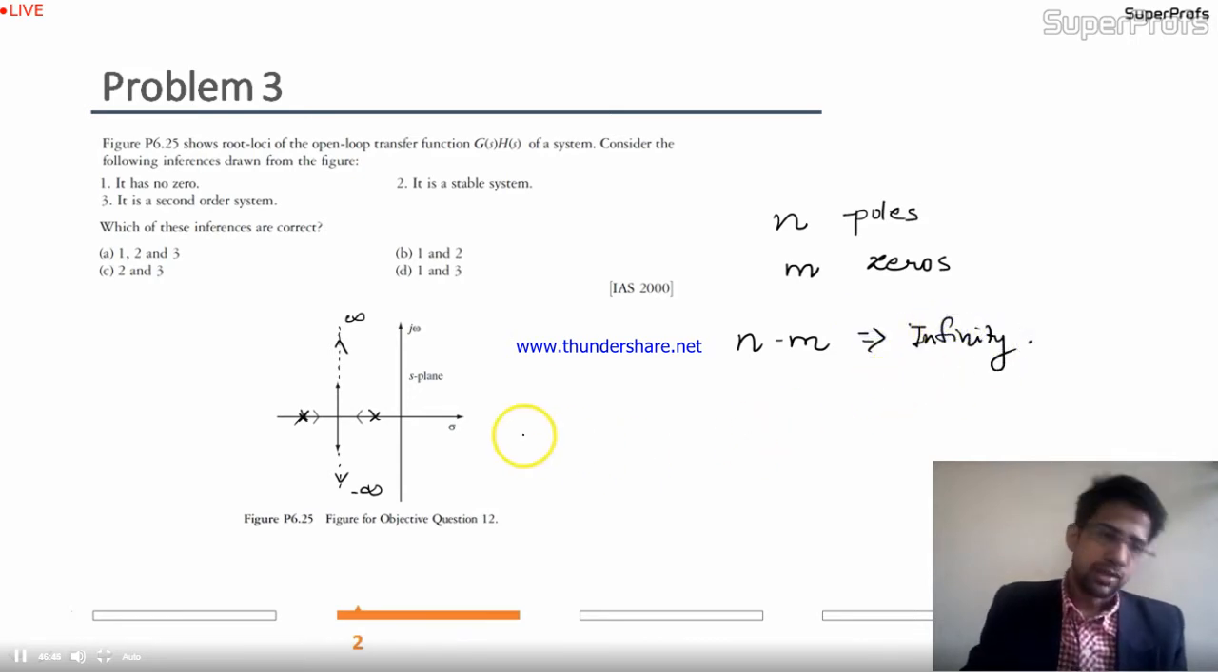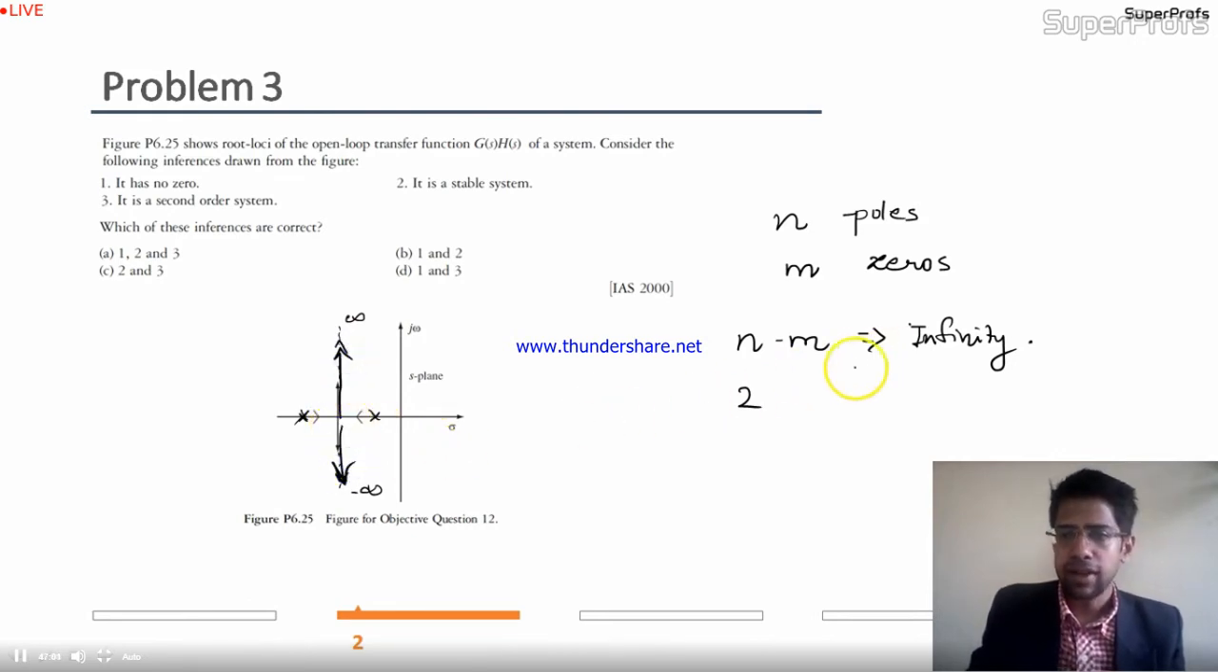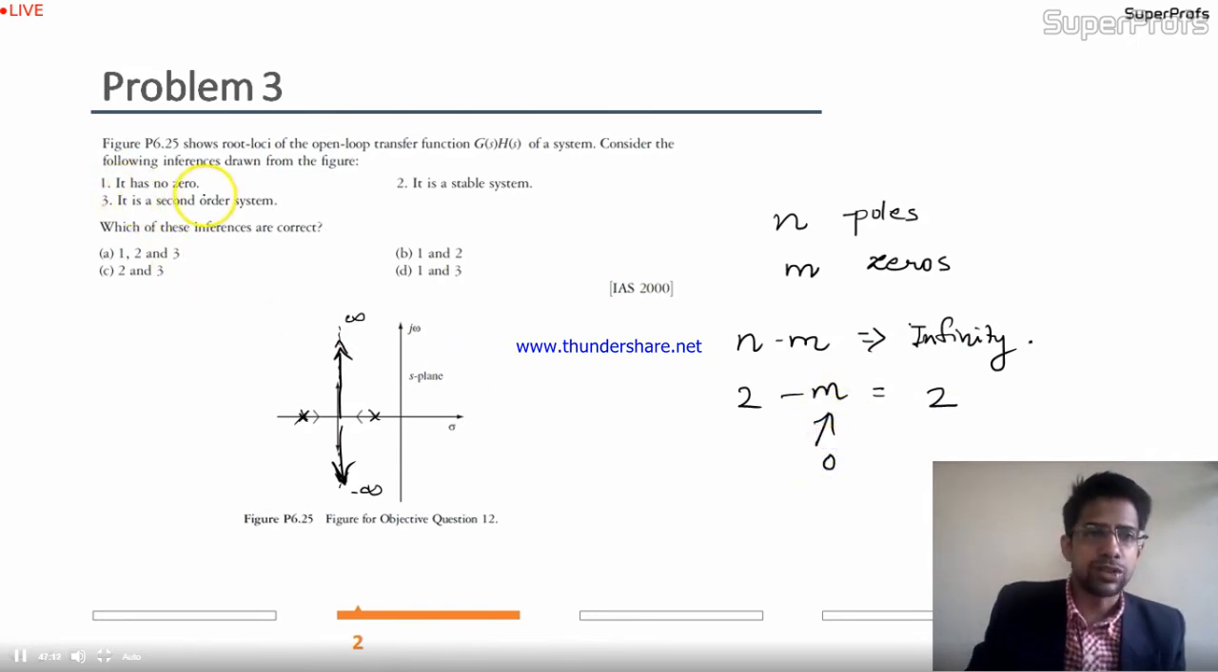Now we have 2 poles, so here n is equal to 2, and 2 root loci are traveling towards infinity. One is this, which is going towards infinity, and one is this. So there are 2 root loci traveling towards infinity, and we need to find out m, which means m is equal to 0. So it has no zero, that means there are no zeros. So this statement is correct.